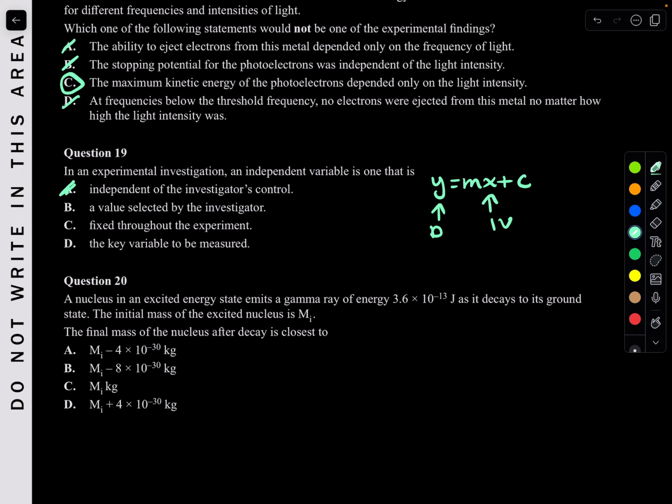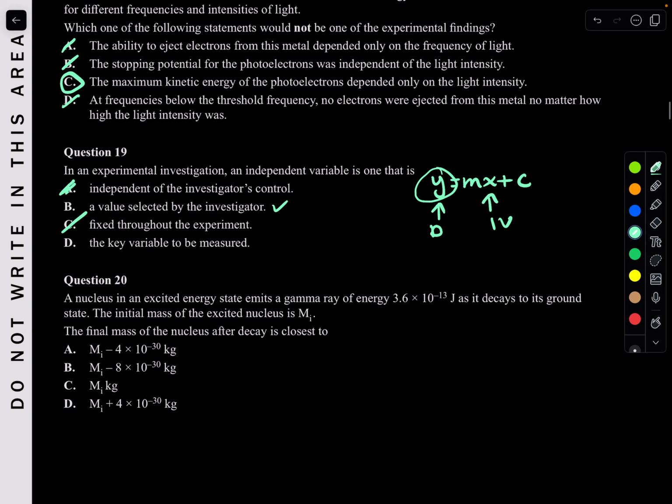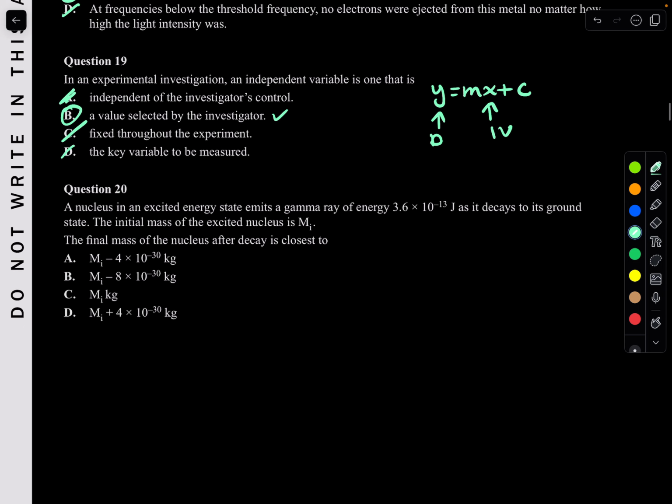Okay, B. A value that is selected by the investigator. True. Yes, an investigator can actually choose values for it. As we said, you can put any values of x and it will result in y. So, looks good. Put a tick there. C. Fixed throughout the experiment. No, that's the control variable, not the independent variable. D. The key variable to be measured. No, the key variable that's measured is the y. It's your dependent variable. So the only answer is B. Beautiful. Let's have a look at the last question.